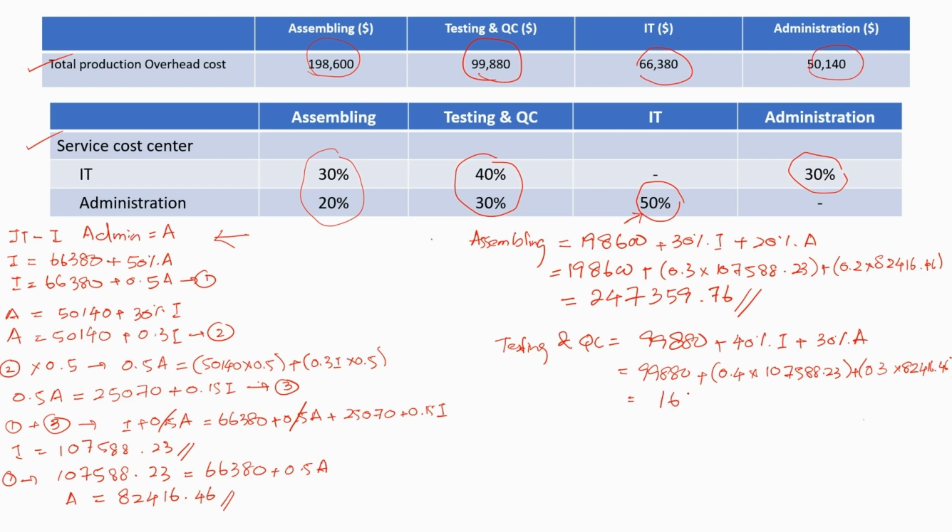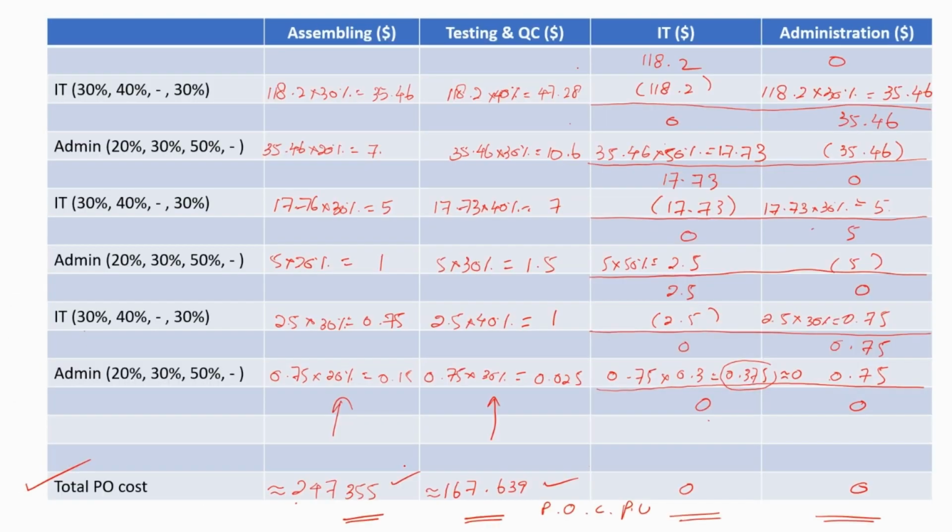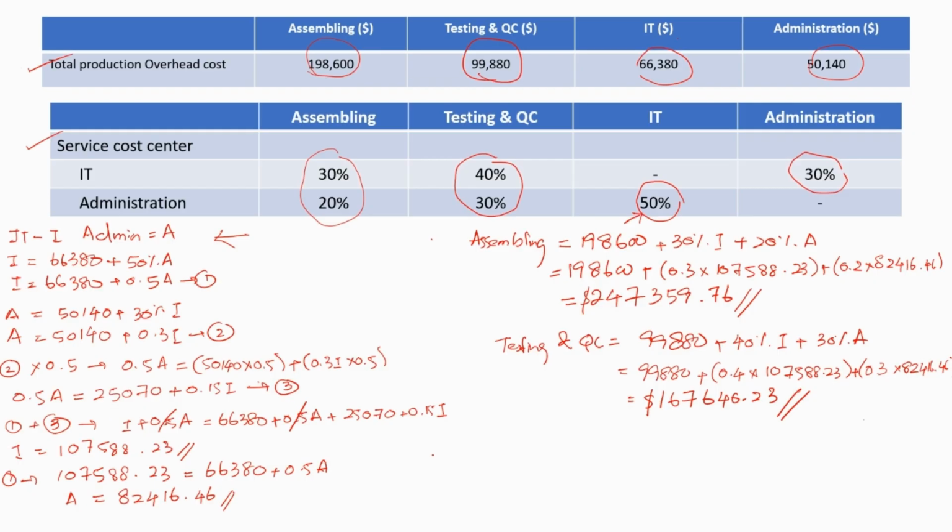This is equal to 167,640.23. This is the final amount. This is a dollar value. This is also a dollar value. Now let's check these values from the repeated distribution method. As you can see, we got the same answers. So in conclusion, the equation method is quicker and easier than the repeated distribution method. This is how we can find the values after the reapportionment. I hope it is clear now.